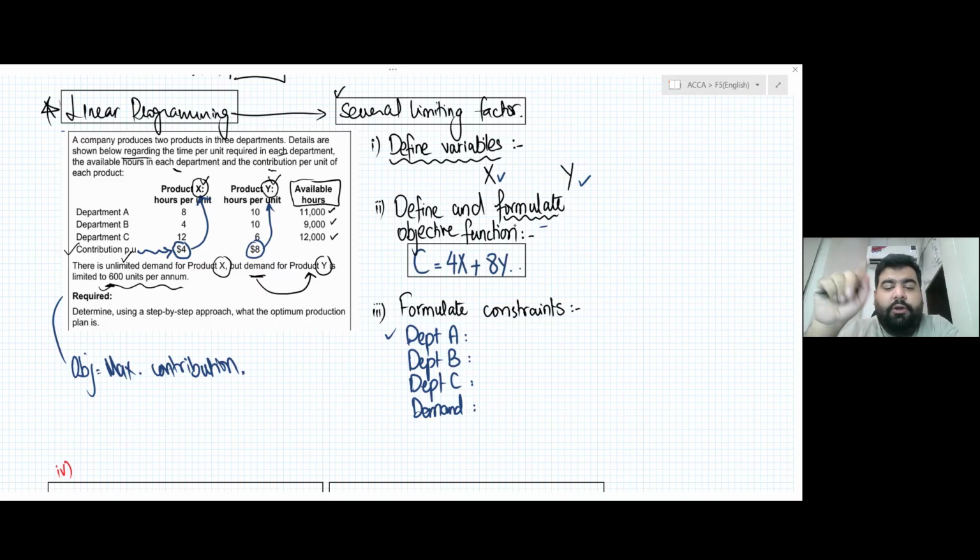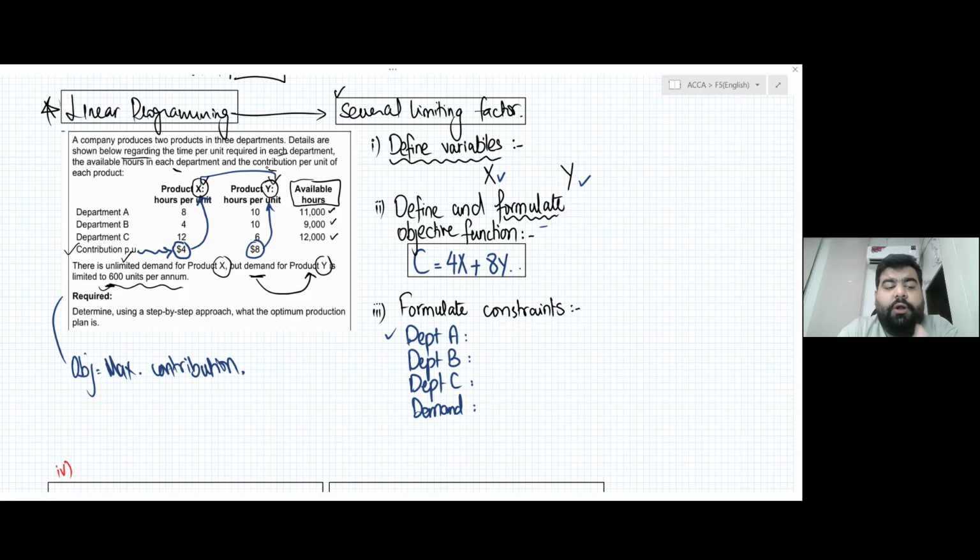Write the contribution in terms of X, like 4x plus 8y. For example, there are 4 products, so we'll write accordingly. But in this topic, you will always be tested with 2 products, not 3, 4 or 5. You will be tested with only 2 products, but the limiting factors will be several.